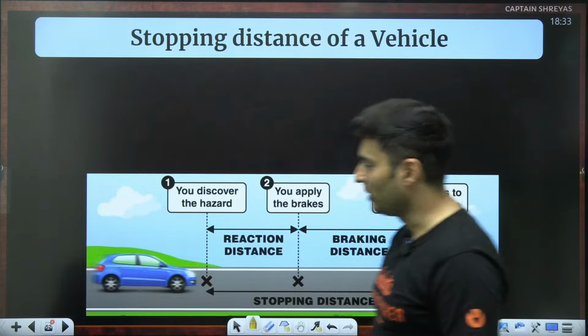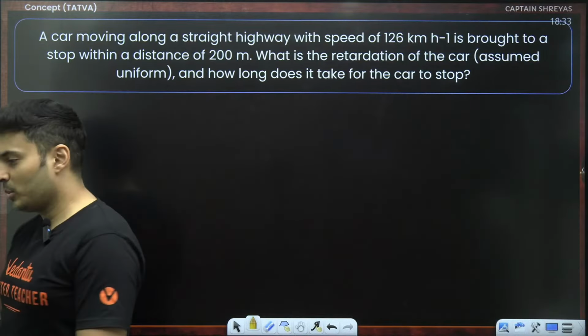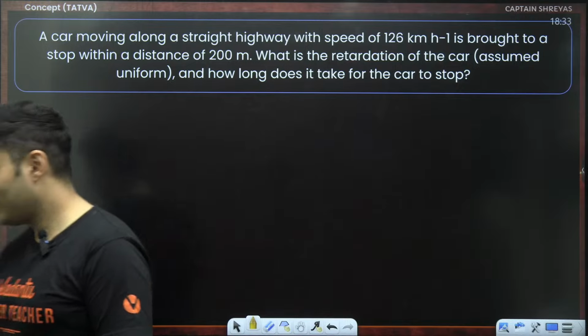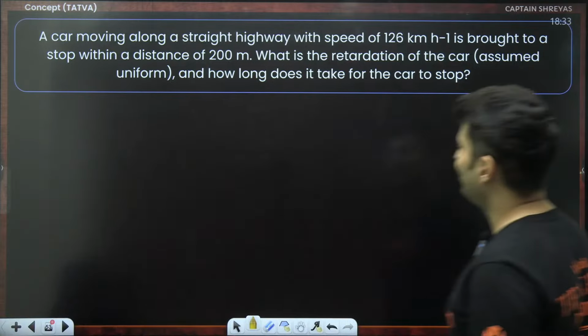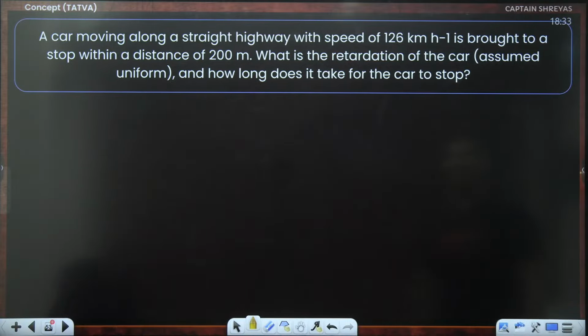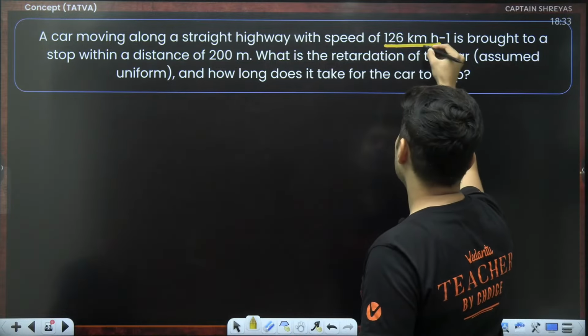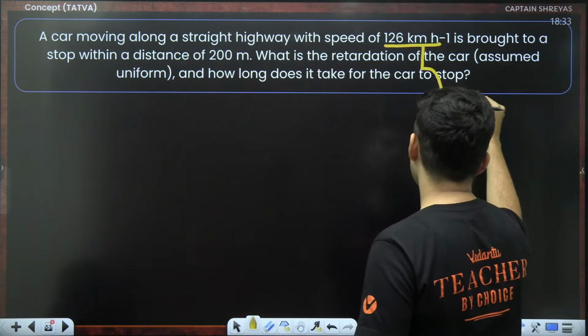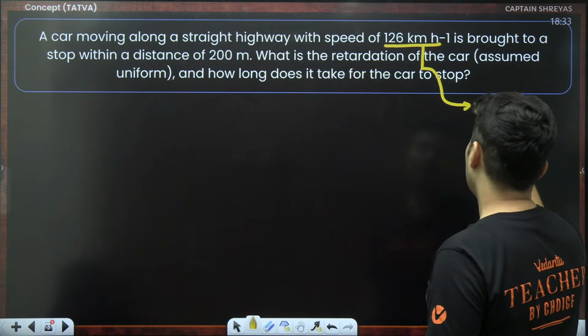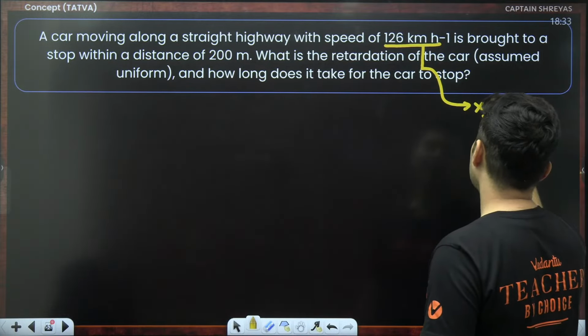Okay. All right. Great. So let's see, a car moving in a straight line on a highway with some speed is brought to a stop within a distance of 200 meters. What is the retardation of the car? First of all, convert this from kilometers per hour. The moment you see this, usually you will try to convert it by multiplying by 5 by 18.